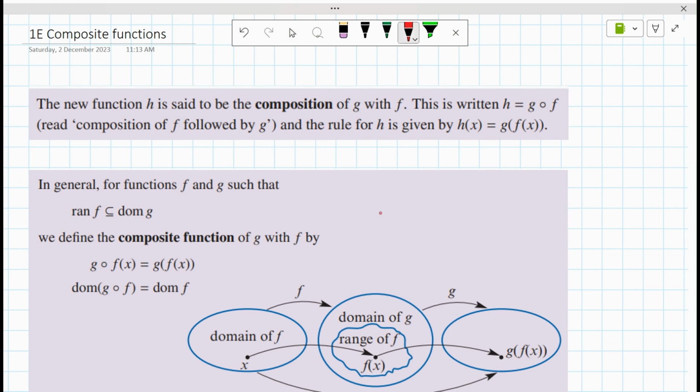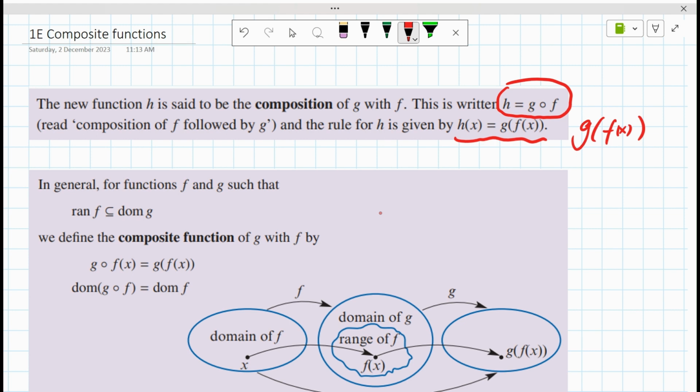First thing first, we need to know what a composite function is. The new function h is set to be the composition of g with f. So we can write h equals g dot f, the composition of f followed by g. It can be rewritten as h(x) becomes g(f(x)), where you substitute f(x) into the g(x) function.